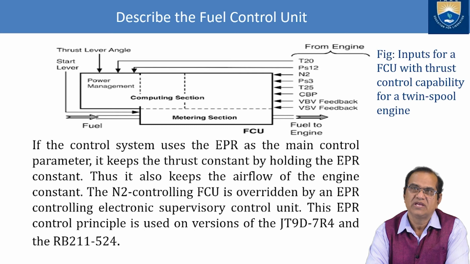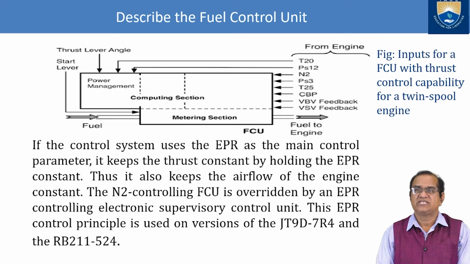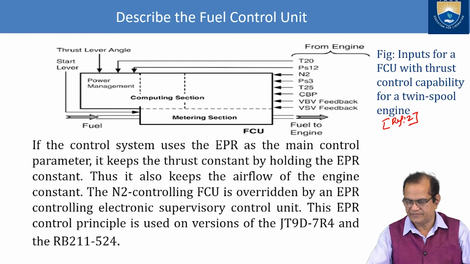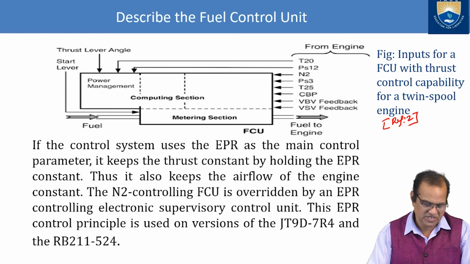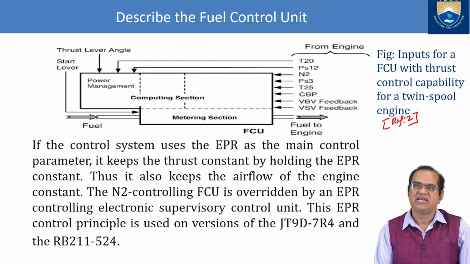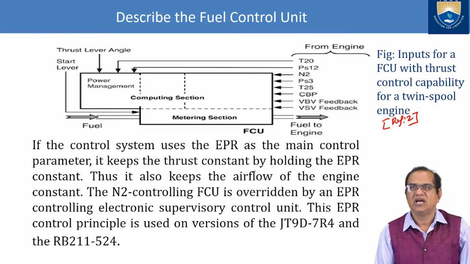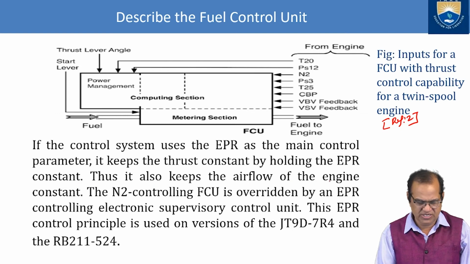Now the FCU. Describe the fuel control unit, a very important unit. So this is the input for an FCU, with thrust control capability for a twin spool engine. If the control system uses the EPR, engine pressure ratio, as the main control parameter, it keeps the thrust constant by holding the EPR constant. Thus, it also keeps the airflow of the engine constant.